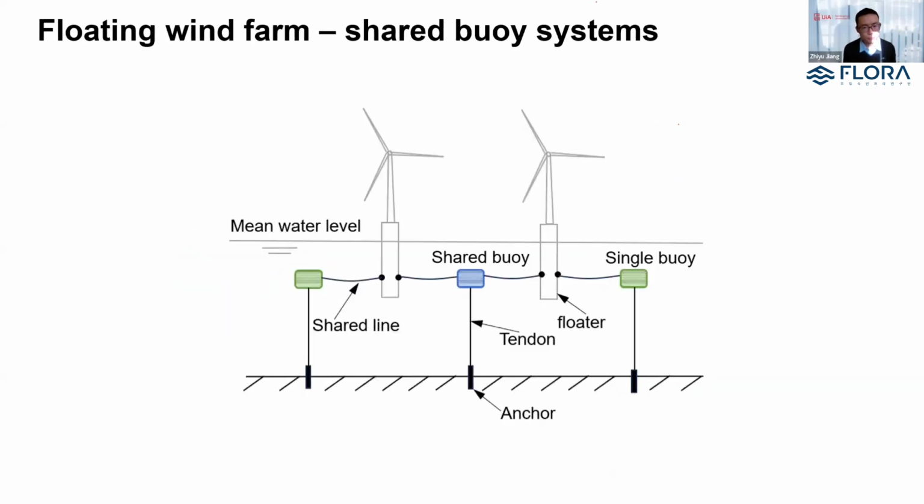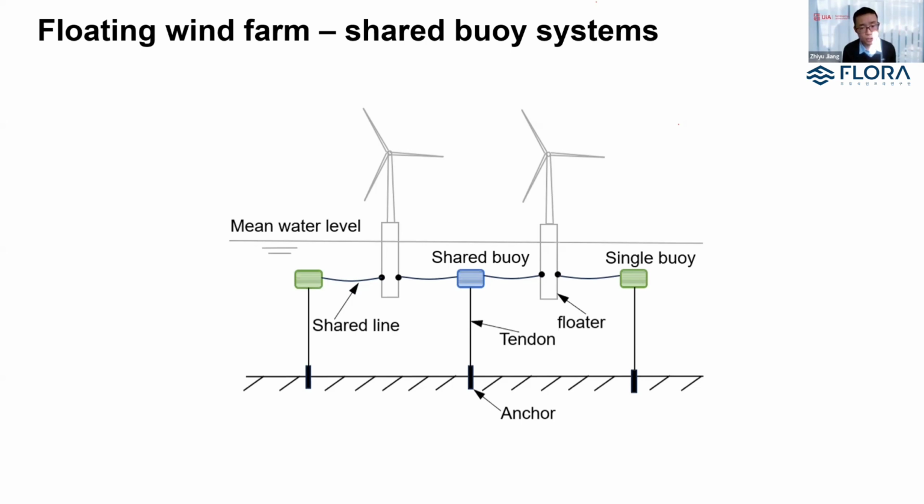Shared buoy system. Sometimes we can also use a buoy to connect wind turbines together. So the wind turbines are not directly connected by lines. They are connected with a middle point, that is a buoy. These buoys are tension-legged buoys. They can be installed at a relatively low cost because they only need one tendon anchored to the seabed. So this is a minimum example of a shared buoy system.